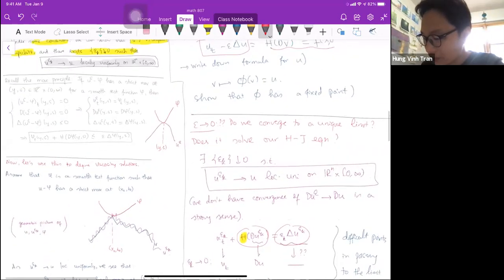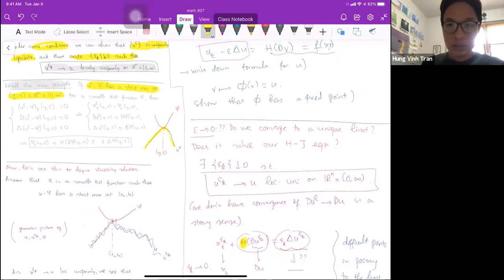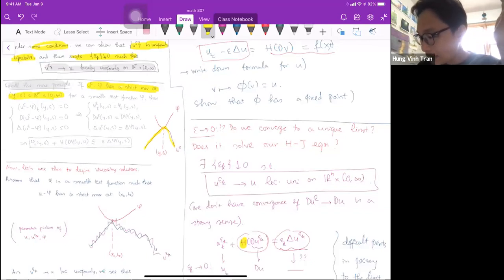So here's how it goes. I'm just going to recall the max principle with you, and then you see the key points. I'll explain why we need to use test functions. So if u epsilon minus phi has a strict maximum at y_s, okay, where u epsilon, for epsilon fixed, is our solution to the PDE, and it's smooth, right? And phi is a test function.